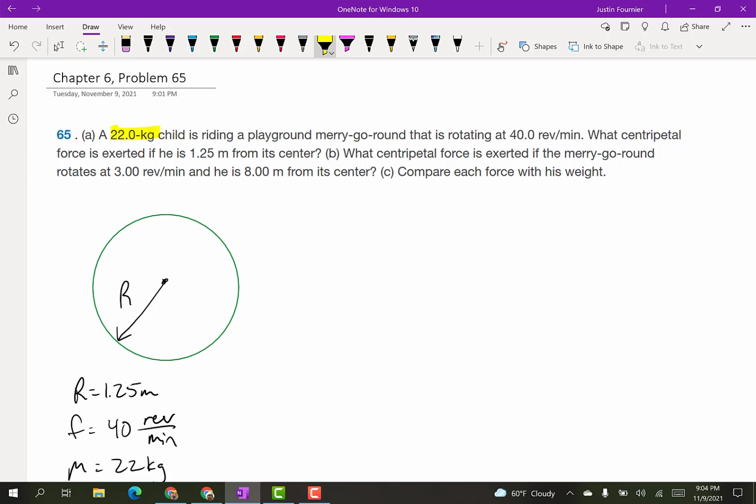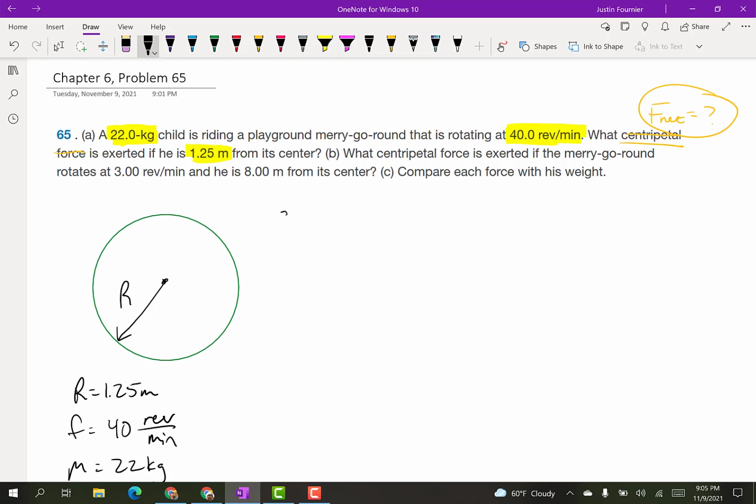So we've got a 22 kilogram child, that's the mass, riding a playground merry-go-round that is rotating at 40 revolutions per minute. That's an awkward frequency. What centripetal force, again, I don't really care for that term, basically they're saying F net. This is just F net that they're looking for. What's the net force exerted if he is 1.25 meters from its center? So that's essentially my radius. And let's just focus on that right now.